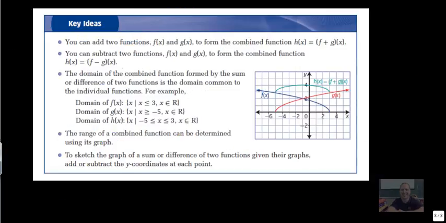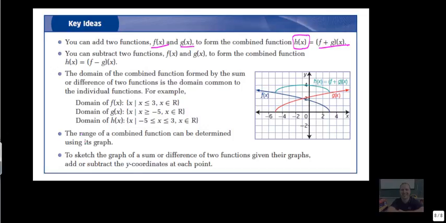So here's a review of the lesson, what we've taken a look at. We can add two functions, f of x and g of x, to form a combined function, h of x. There's some notation that's new. You can also subtract. The domain of the resultant function is wherever the domains of the one and the other overlap or wherever they're combined.